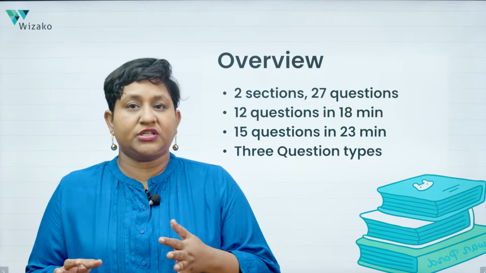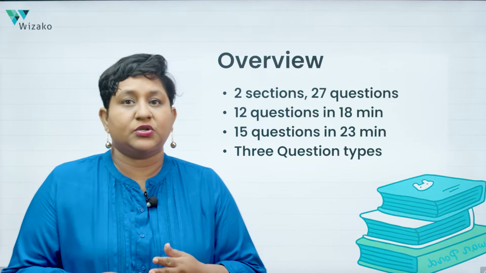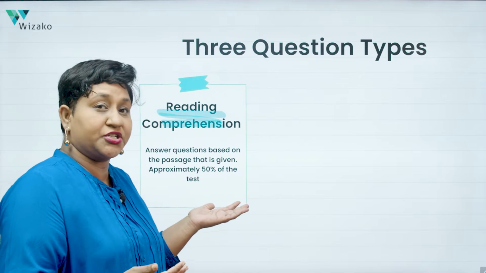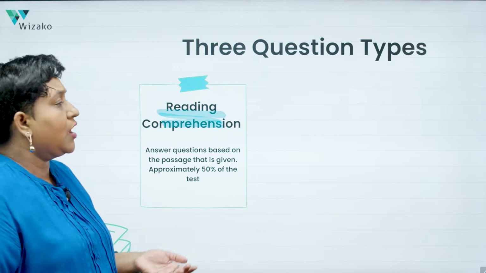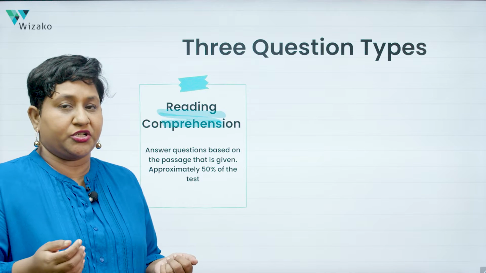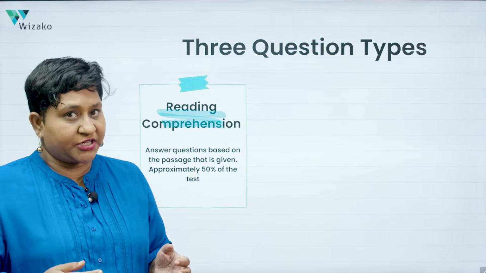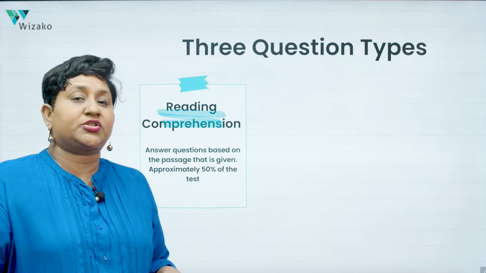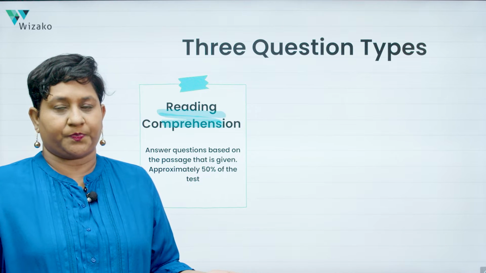These 27 questions can be split across 3 different question types. So what are the 3 question types in the GRE? You have reading comprehension, which constitutes the majority of the test. Approximately 50% of the questions are going to come from reading comprehension. In this section, you're given a passage and then you're asked to answer questions based on your understanding of the information given in the passage.